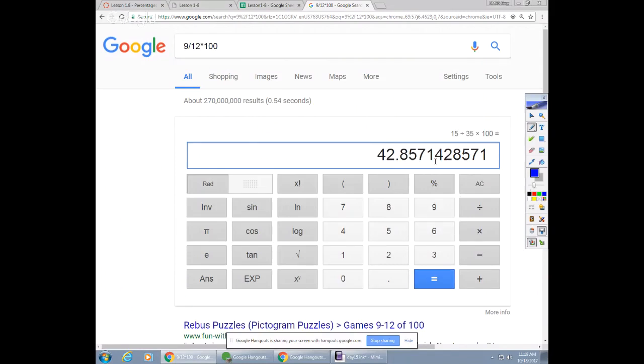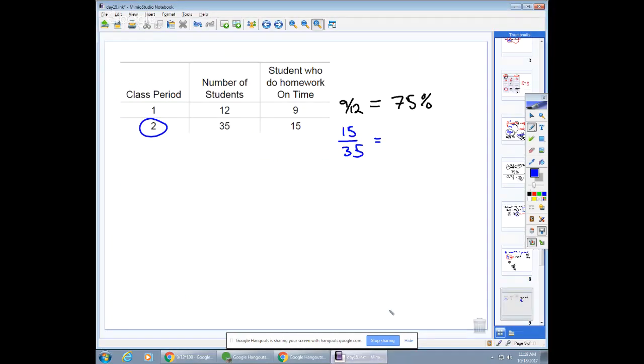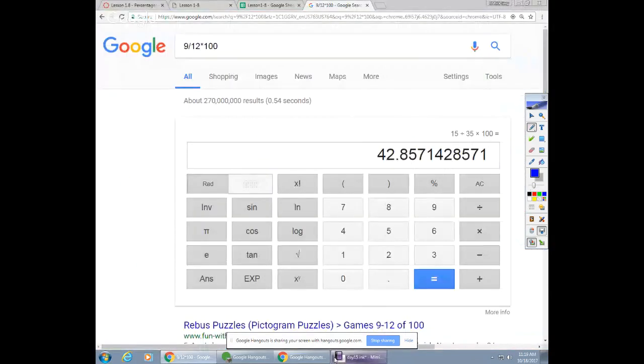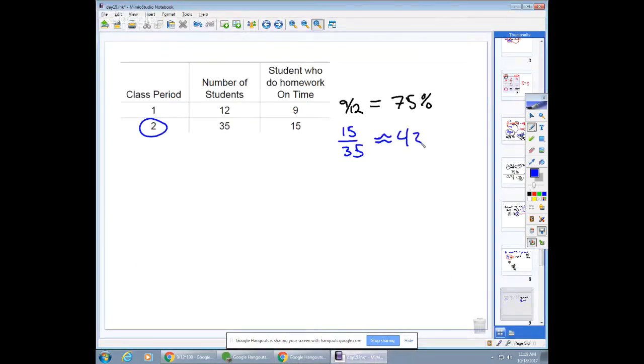And I get a slightly more interesting number. Let's round to the nearest tenth of a percent, or maybe whole percent, we could call it about 43%. So I'm going to write a wavy equals to say it's about, what was it again, 43%. So although there are more people in the second period class doing their homework, it turns out that less than half of the class is doing their homework on time.